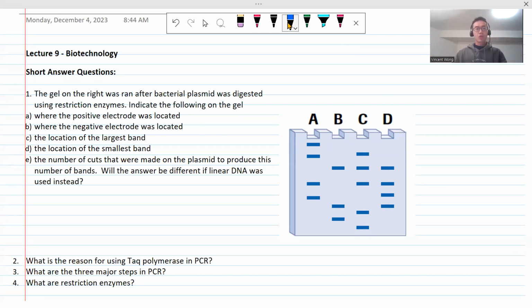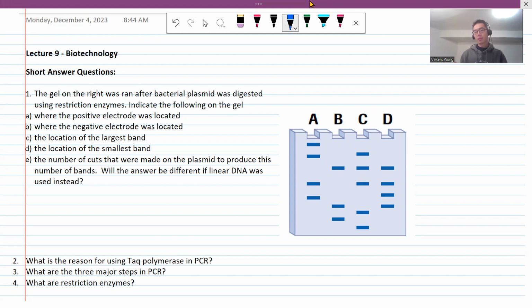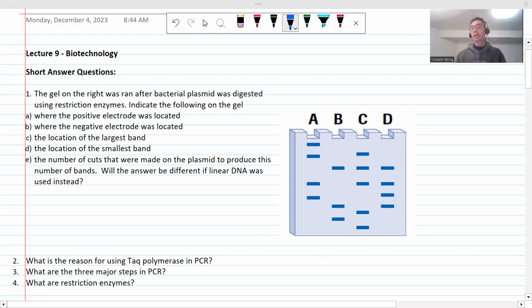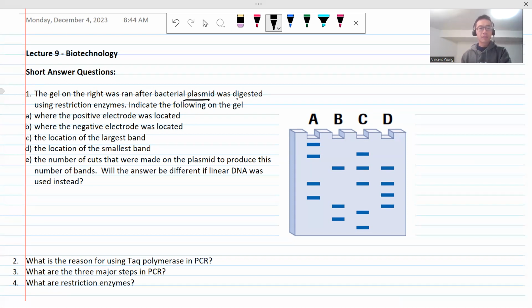So here's a gel, and we use a gel in gel electrophoresis. The purpose of running electrophoresis is to separate DNA based on their size, based on their length. So there is a gel, and it says we run the gel after plasmid was digested using restriction enzymes. Here it says indicate the following on the gel, where the positive electrode was located.